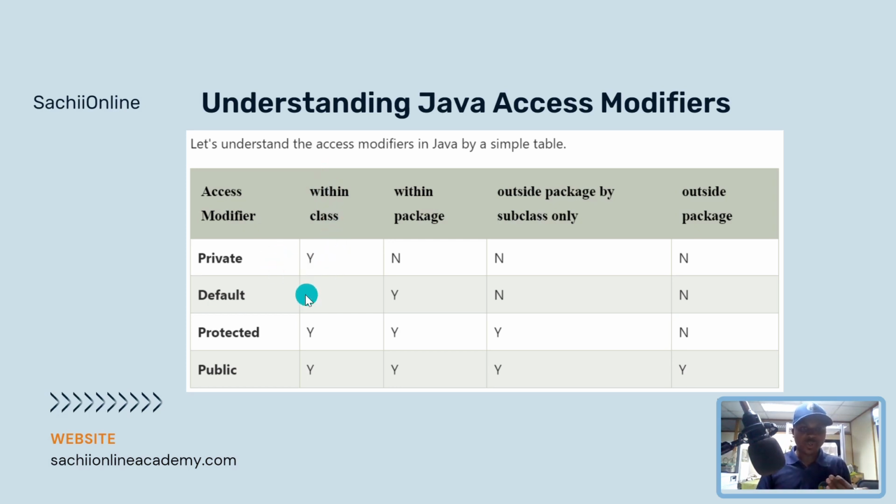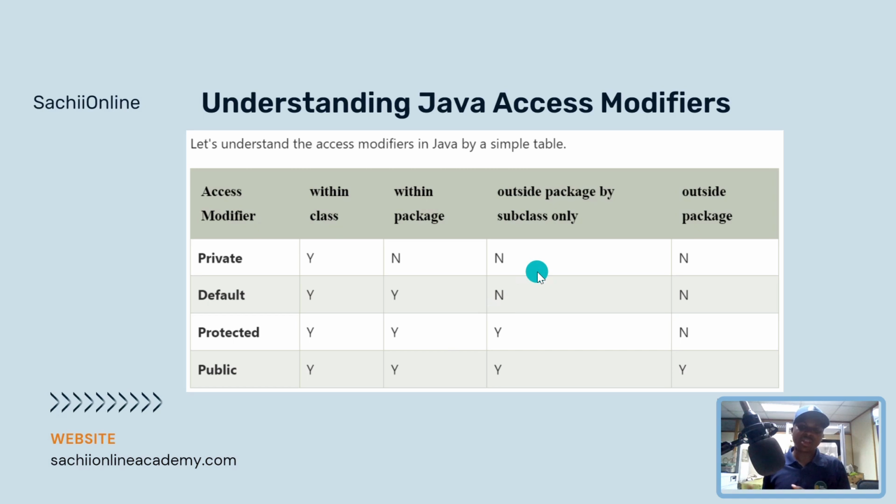If it is default, we can access it within the same class. Protected, we can access it. Public, we can access it. But within the same package, where we have two classes in the same package, and one class has a private variable, the other class cannot access it. But if it is default, we can access it. If it is protected, we can access it. If it is public, we can access it.